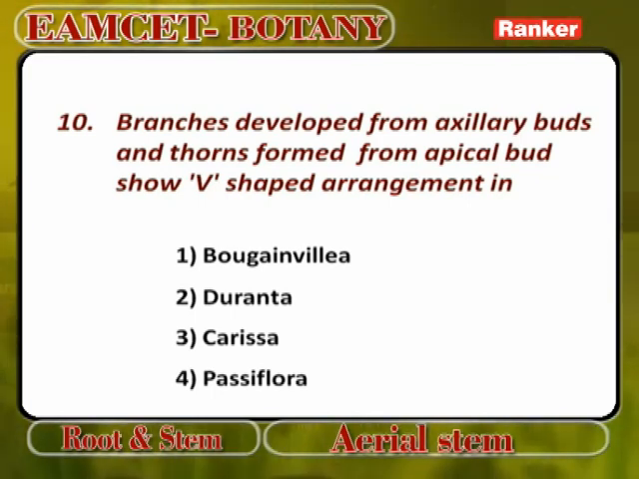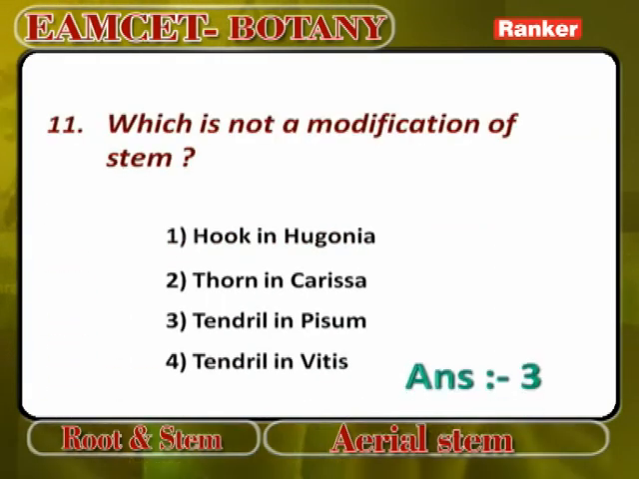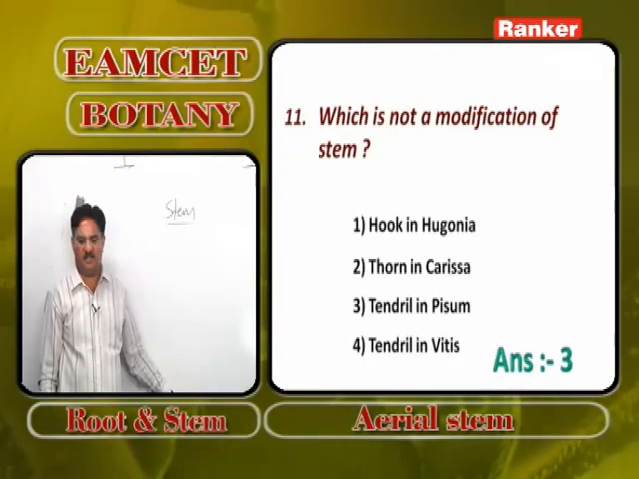Carissa is the answer because in Carissa you will find every apical bud becomes a pair of thorns and branches are formed. Next, which is not a modification of stem. Tendril in Pisum is a leaf modification, it is not a stem modification.